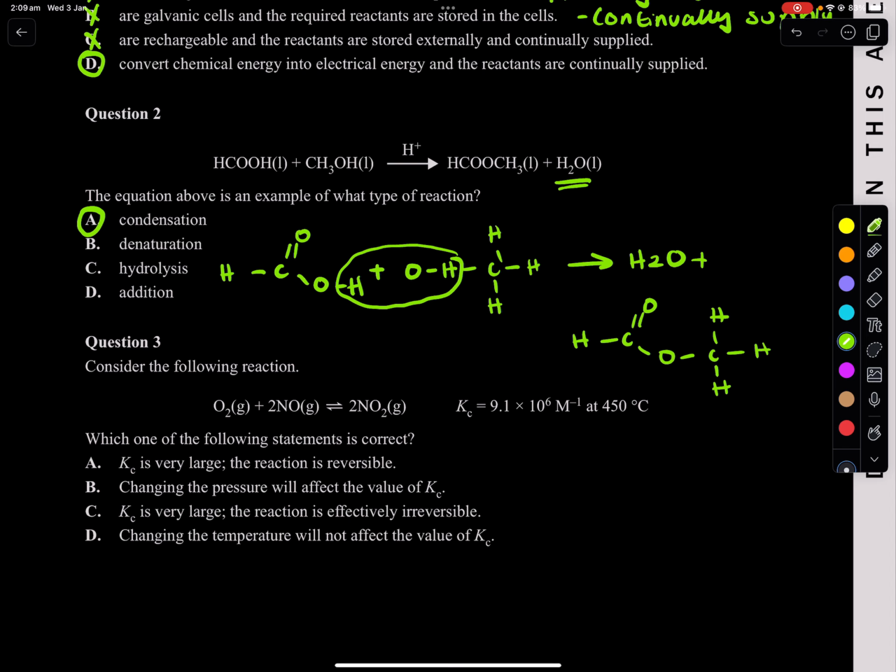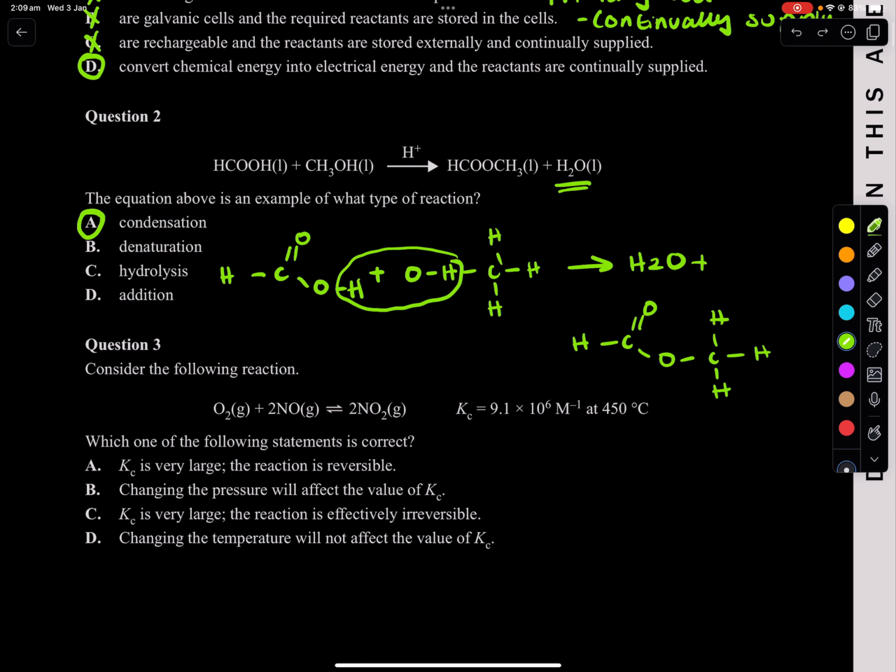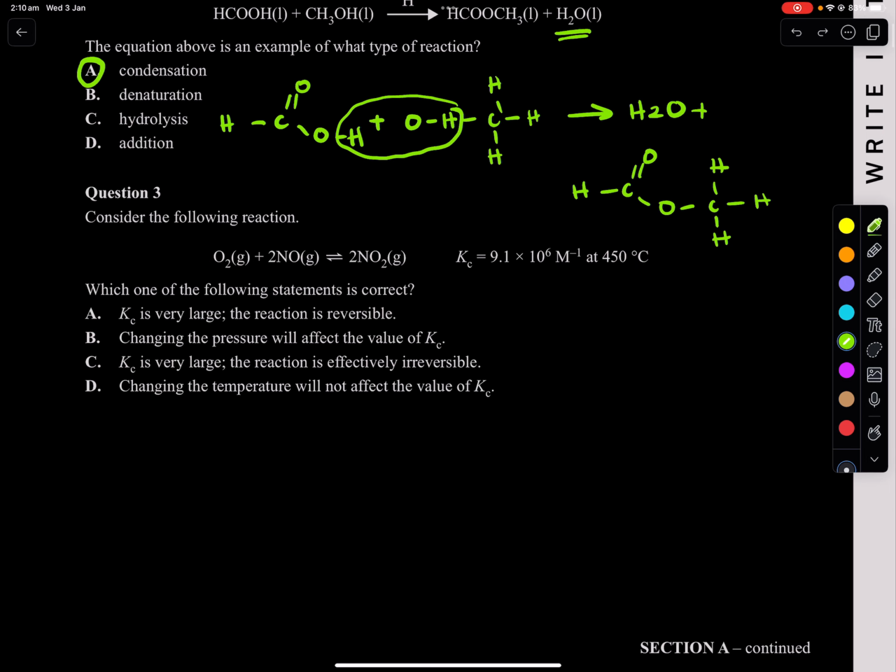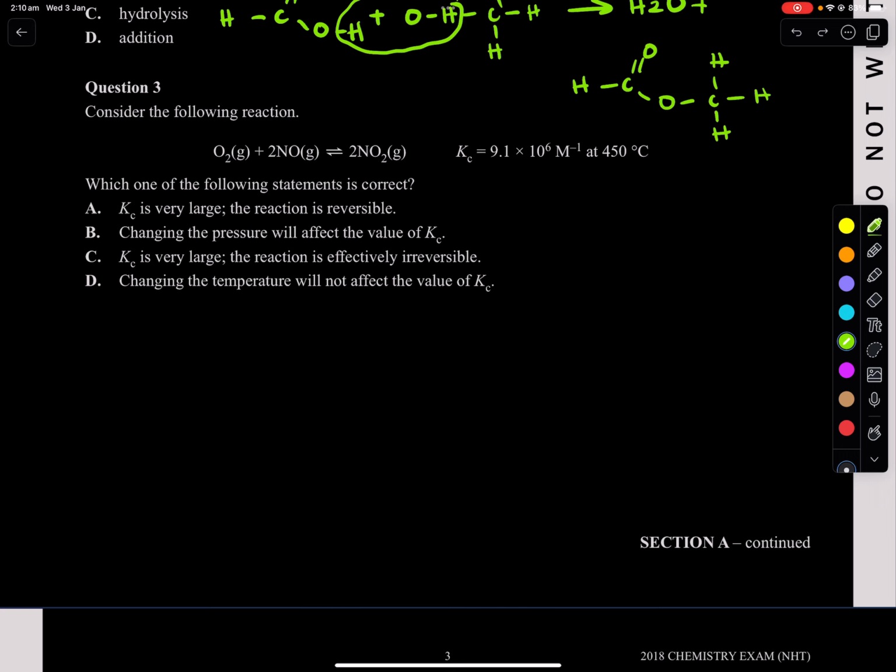Next was hydrolysis. Nope. For hydrolysis, the reactants must be on the left. Addition. Okay. If it was an addition reaction, we would only have one product. Imagine this plus this. It always is one product, not two products. It's never two products when it's an addition reaction. So it can only be A. Nice and easy.